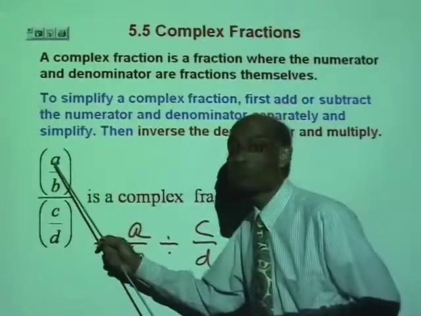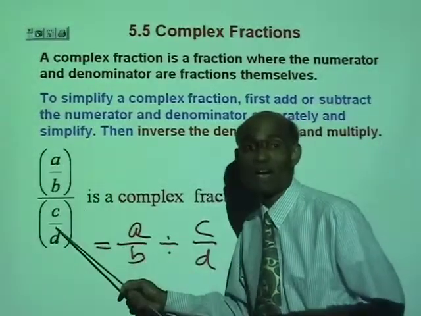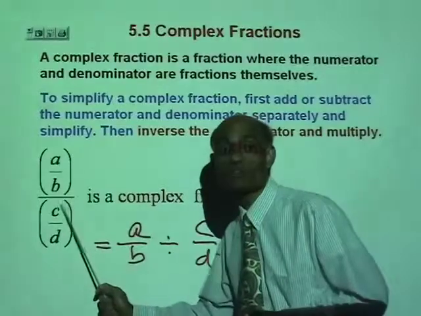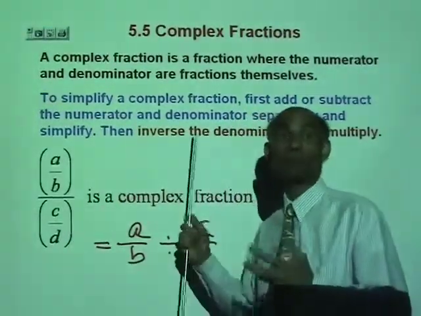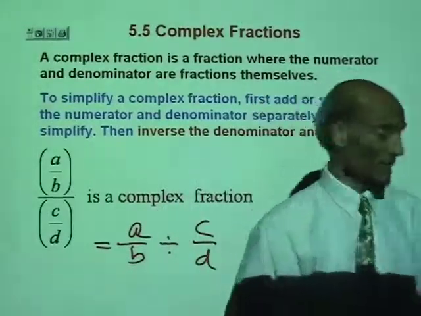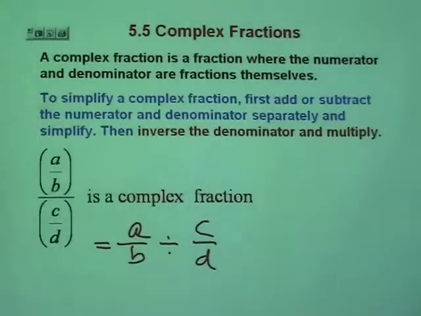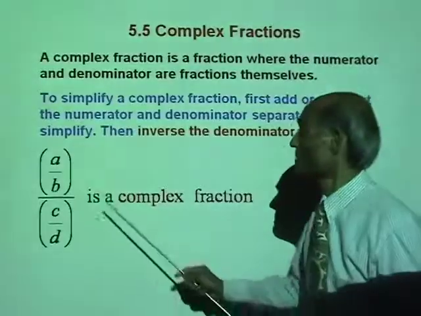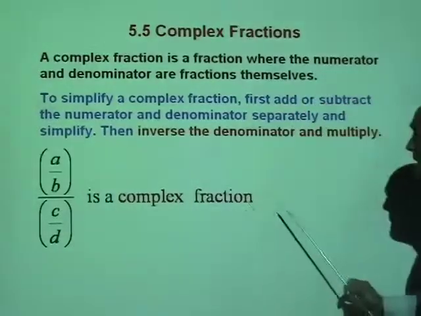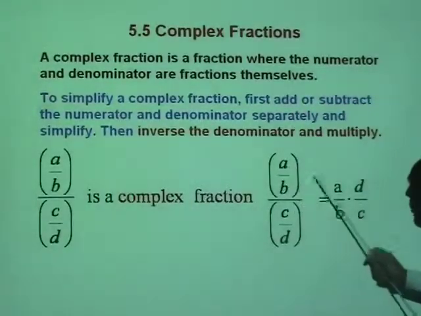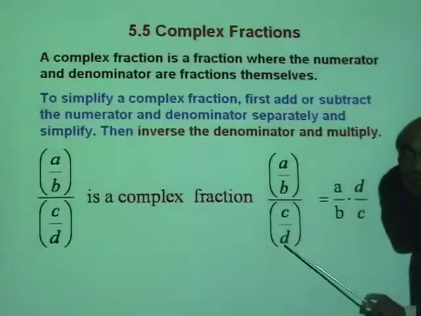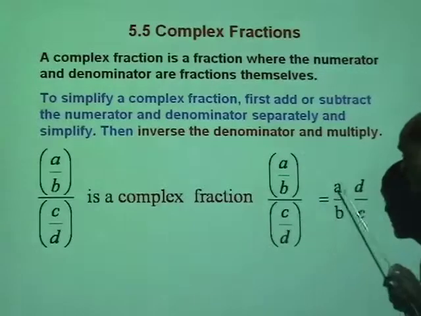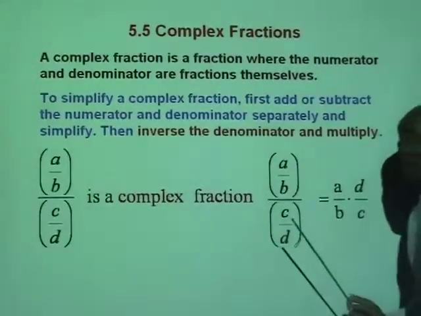So, what do you do to simplify a complex fraction like this? All you need to do is invert the divisor and multiply. Okay, let's practice some problems. So, A over B divided by C over D can now be written as A over B multiplied by the reciprocal of the denominator, which is D over C.